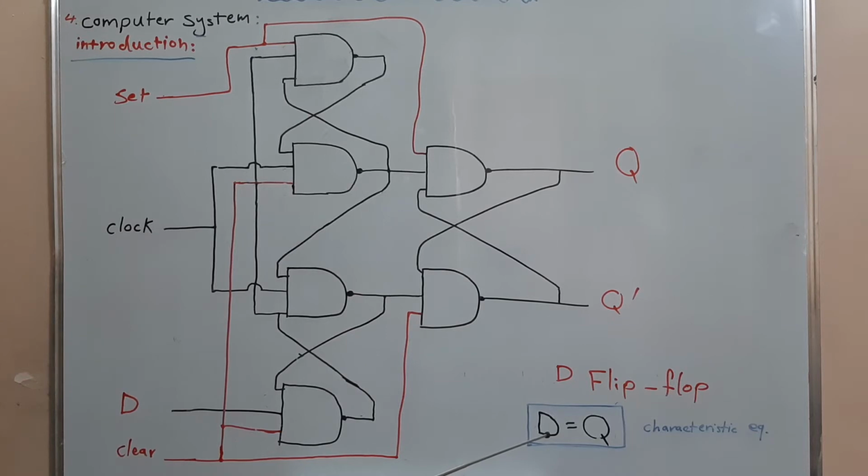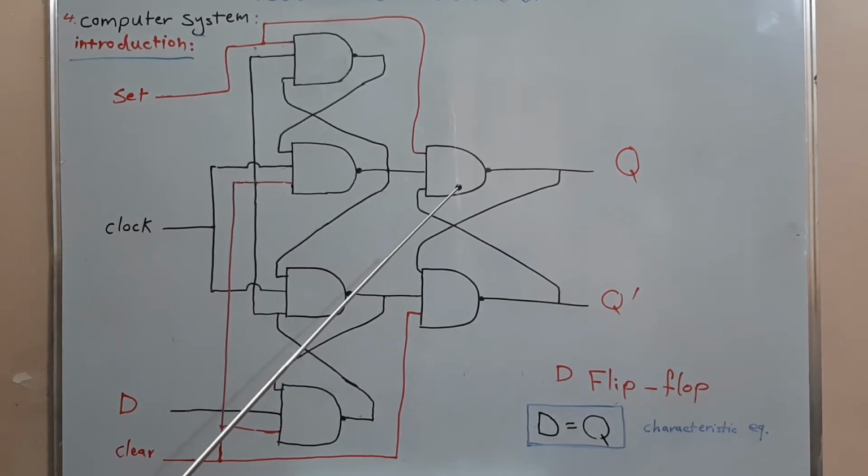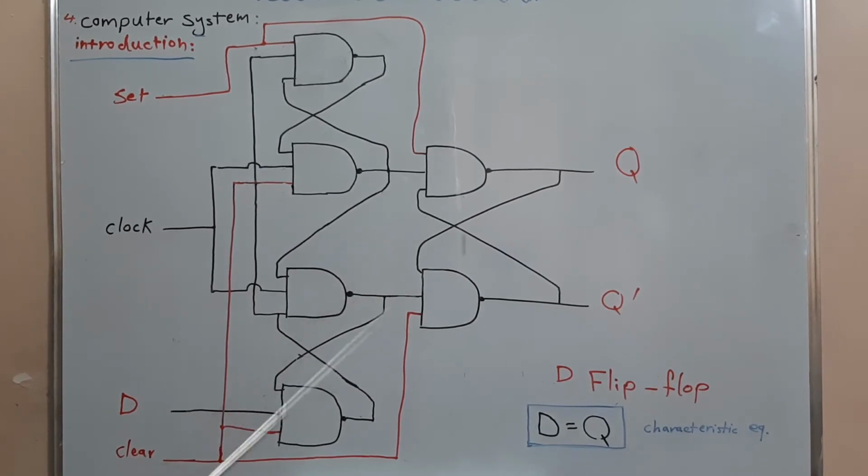And that means the value of Q will be equal to the value of D at the beginning of the next clock cycle. When D is 0, Q will be 0 at the beginning of the next clock cycle. And when D is 1, Q will be 1 at the beginning of the next clock cycle.